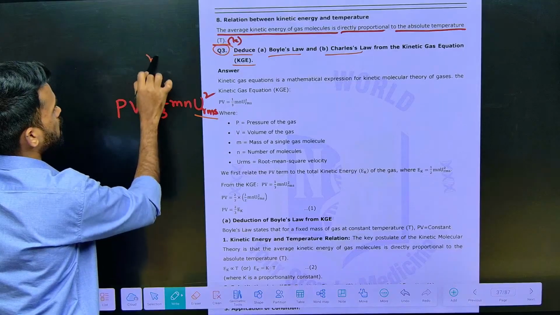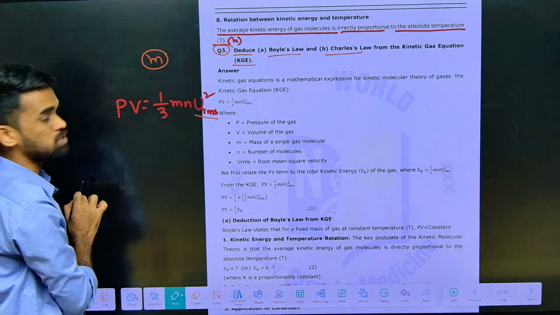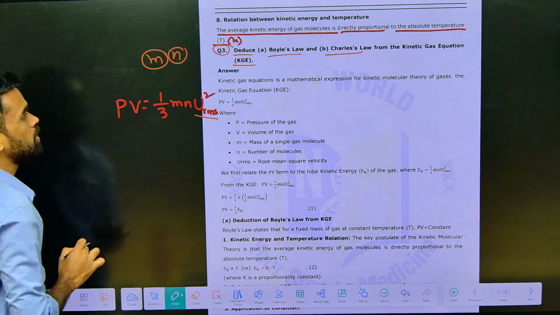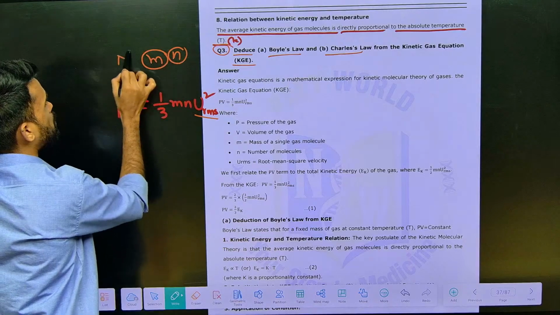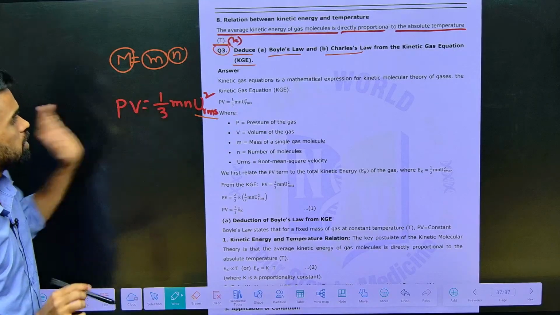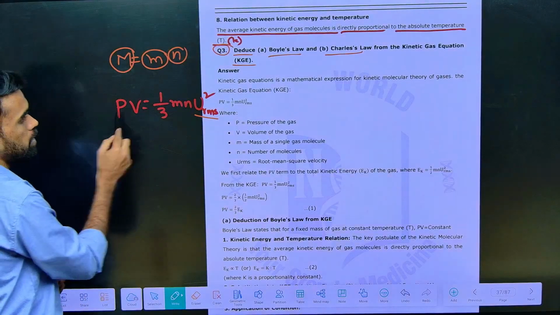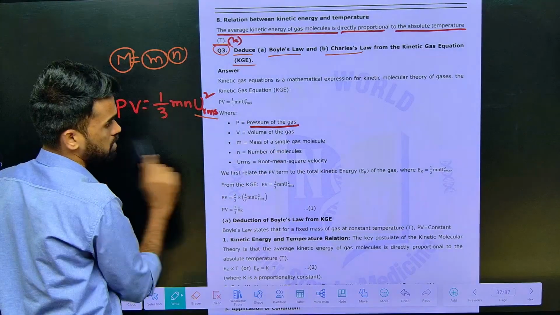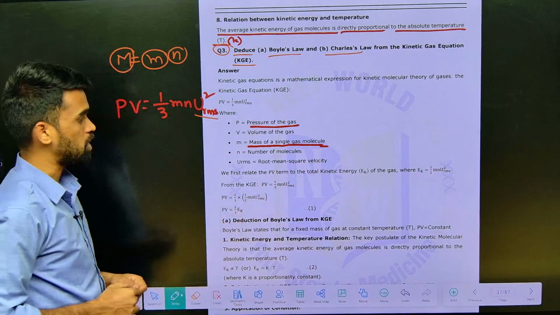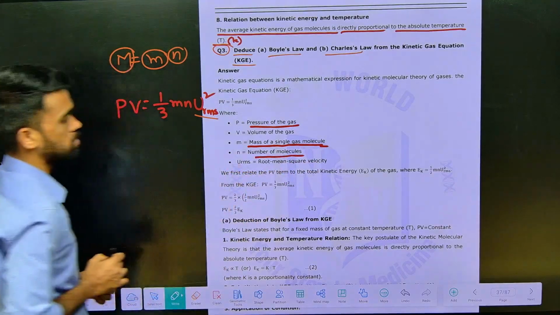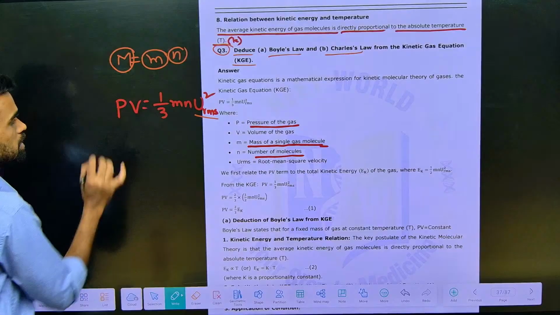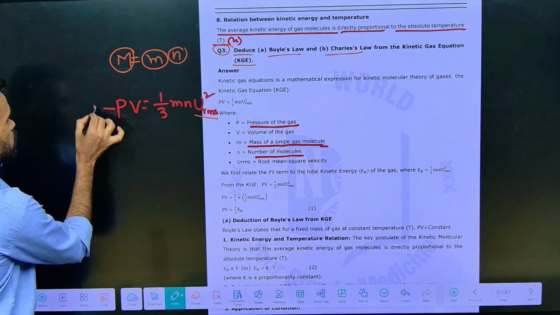Here, small m represents the mass of one gas molecule, and n represents the number of gas particles. Now this m into n I can also write as capital M, that represents the total mass of all the gas particles. So this is the first equation you need to know, where P is the pressure of gas, V is the volume of gas, small m is the mass of a single gas molecule, n represents the number of gas molecules, and u represents root mean square velocity. That's it. Take this as the first equation.